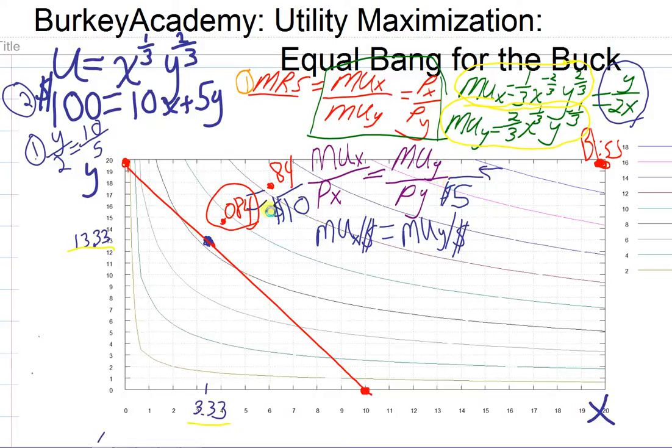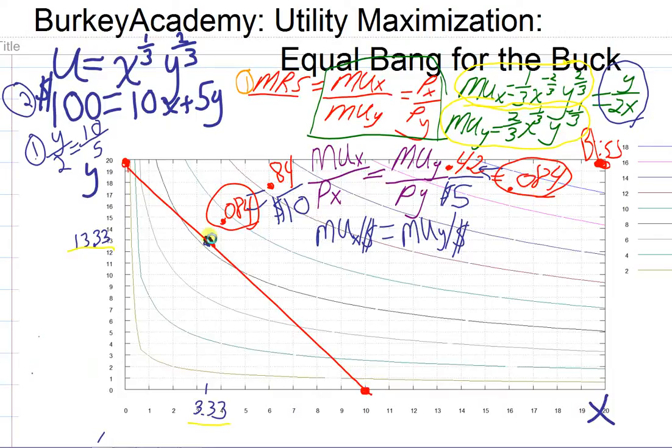That has to be equal to the bang for the buck for the y. And so the marginal utility of y I got was about 0.4198. In other words, about 0.42. And when you divide that by 5, sure enough, you get 0.084, which is the marginal utility per dollar spent for the last unit of y.